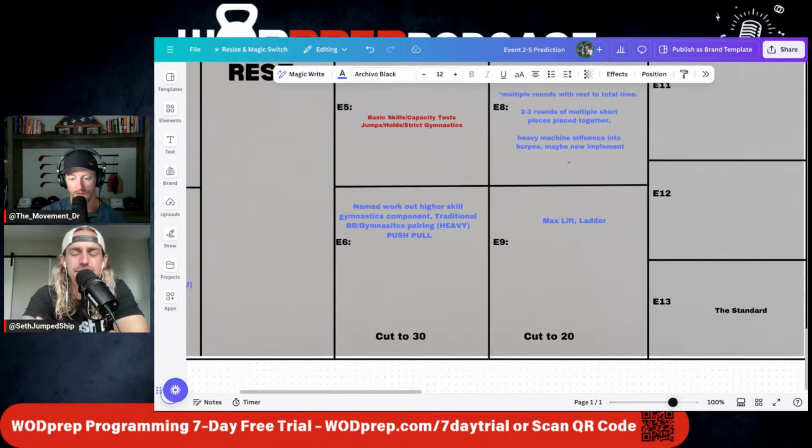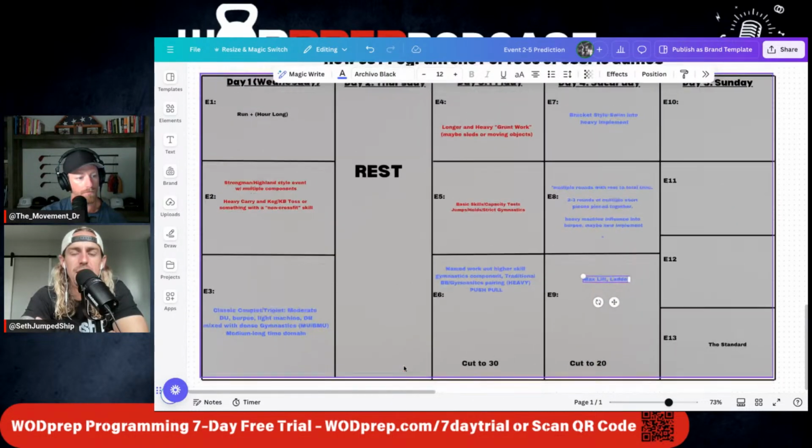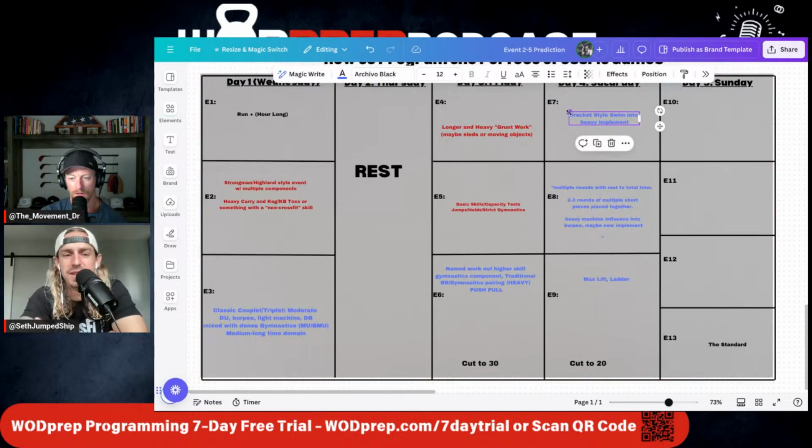Cool. All right. So let's zoom out and see where we're at this point. I'm going to say this too for the max lift. I just thought this was interesting. Did you see Dave Castro's announcement on the clean ladder, the way he wrote it out on the notepad and everything?